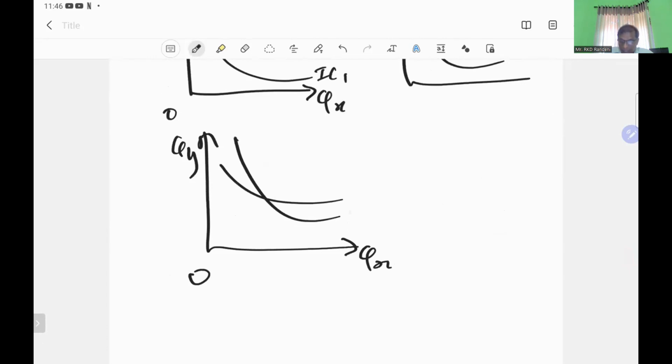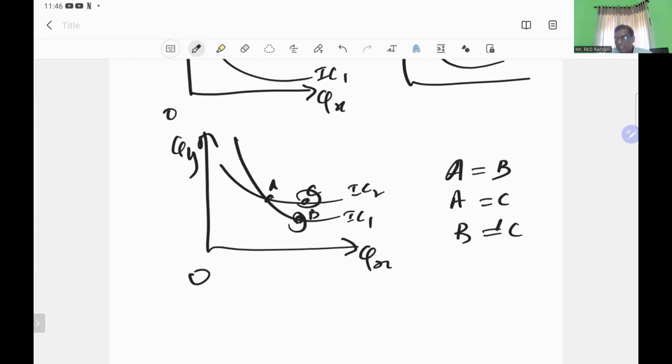Now, this is indifference curve 1, indifference curve 2, point A, point B. Points A and B are on indifference curve 1, which gives equal satisfaction, so we can write A equals B. Point C is related to indifference curve 2, so we can write A equals C. Then A equals B and A equals C means B should equal C, but it is not. There is a contradiction in consumer behavior.